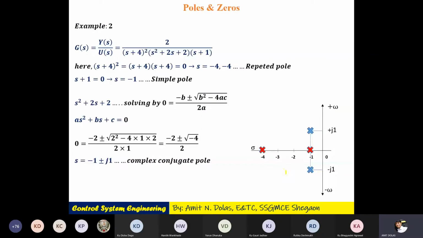Let's come to the zeros. First of all, we'll see the example. Example 2: I have a system G of s, which is 2 upon (s plus 4) whole square, (s square plus 2s plus 2) into (s plus 1).